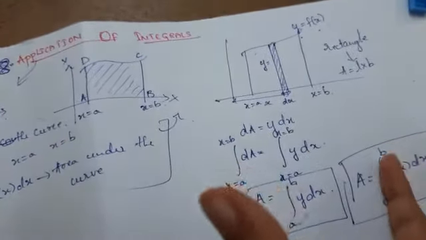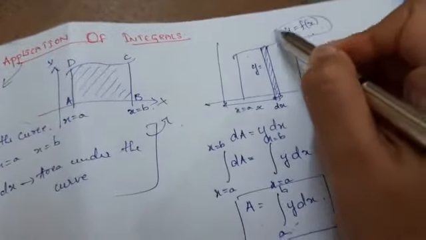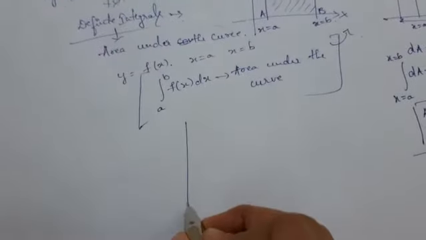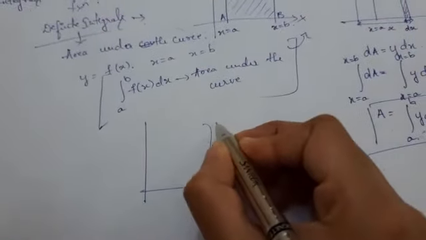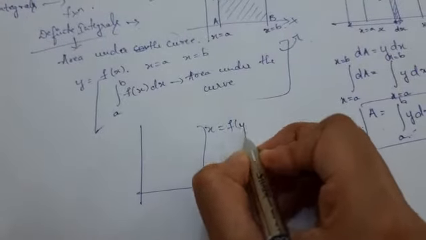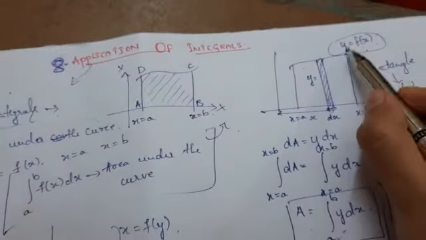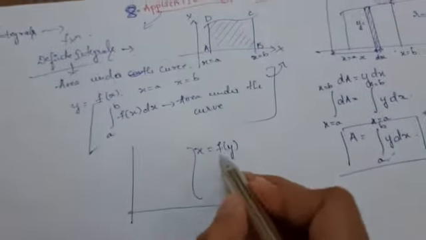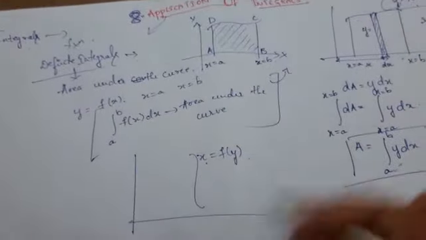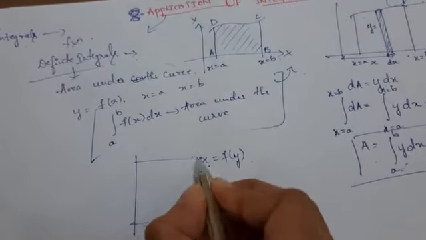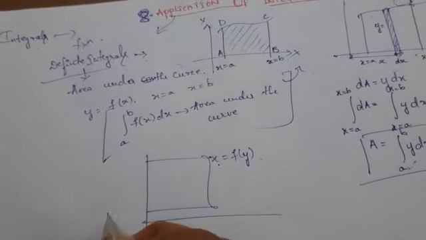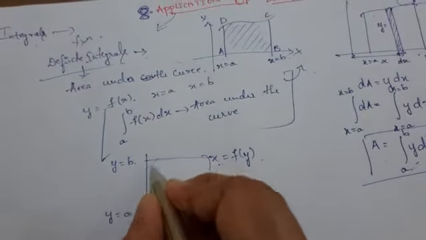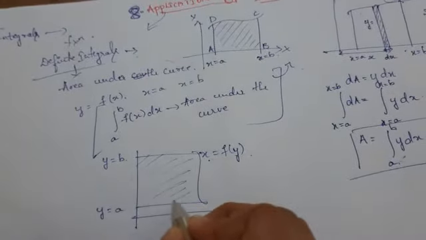So this is the area under the curve, in the condition when the curve or the function is given in the form y is equal to f of x. Suppose the curve is given in the form x is equal to f of y. Here the curve is given y is equal to f of x, where x is the independent variable, y is the dependent variable. Here x is the dependent variable, y is the independent variable. So here this curve is varying from y is equal to a to y is equal to b, and we need to find the area of this curve, that is x is equal to f of y.